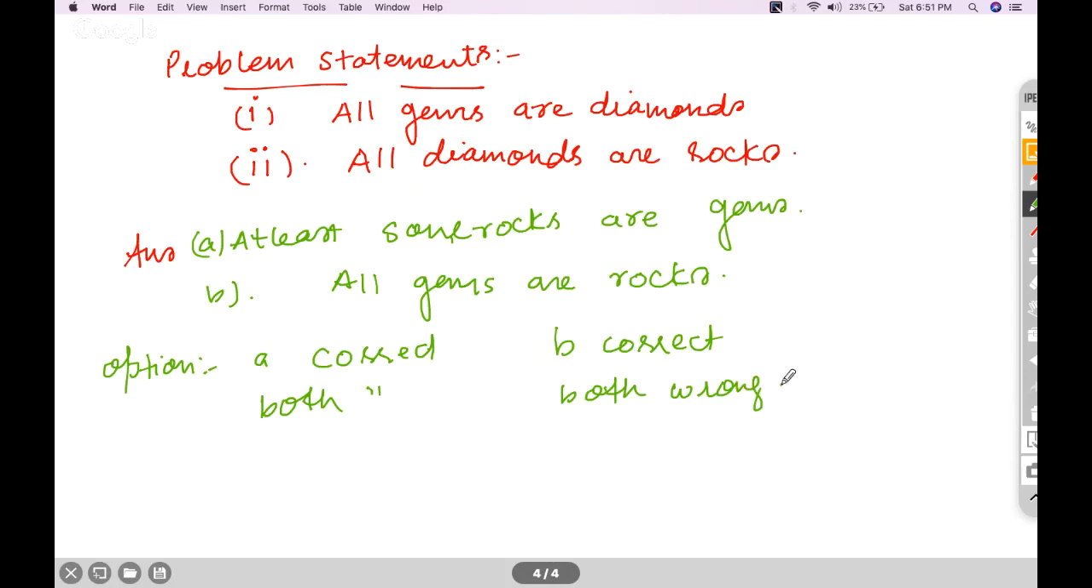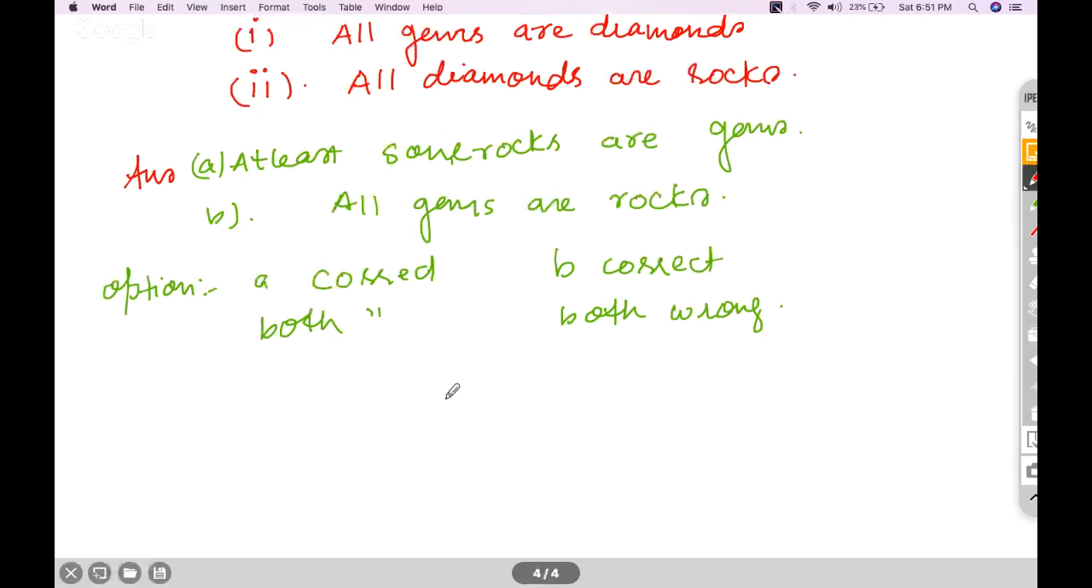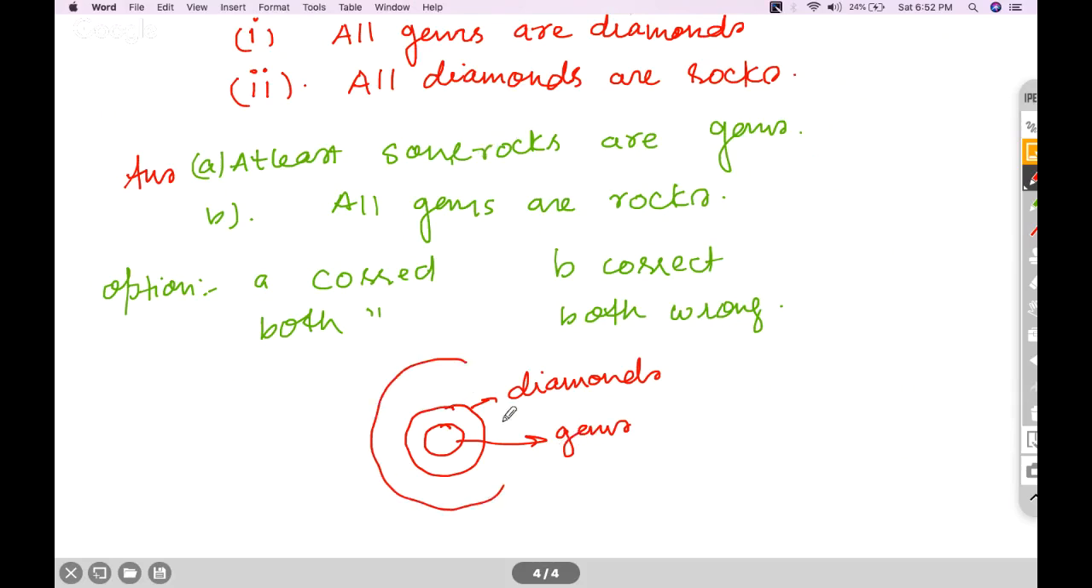So how do you solve this question? Let me draw Venn diagrams for you. All gems are diamonds. It means that first I have to draw diamonds. So this is diamonds. And all gems are diamonds means gems will come inside the diamonds. So these are gems. Now what has been told? All diamonds are rocks. So I will draw a third circle around this, and this third circle is for rocks.